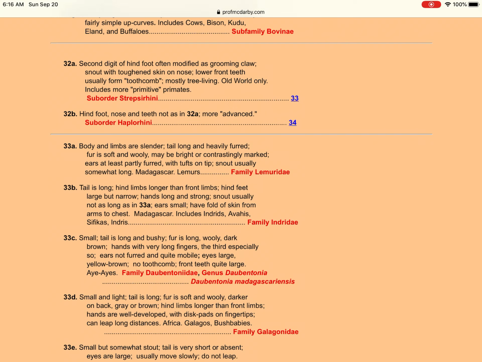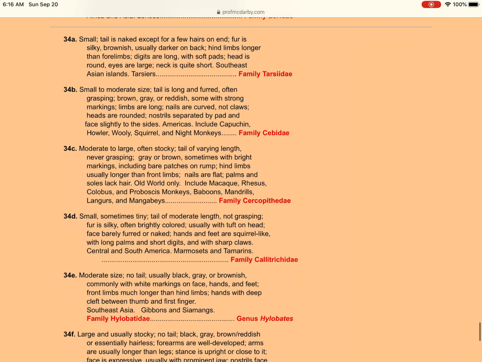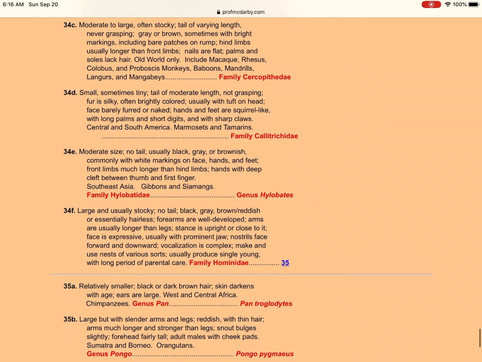Again, we're between the lines with a suborder. It takes us to 34. 34 is a lot of dead ends. So I'm going to skip to the end and look at the common names for these. 34A are tarsiers, that's not us. 34B are a whole bunch of different types of monkeys, that's not us. 34C are other kinds of monkeys, that's not us. 34D are marmosets and tamarins, and that's not us. 34E are gibbons and siamangs, that's not us.